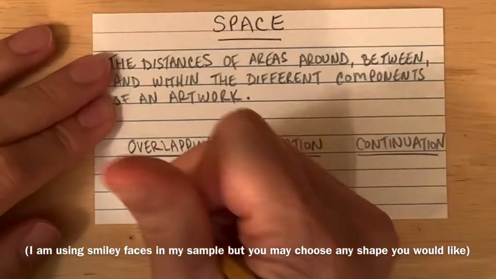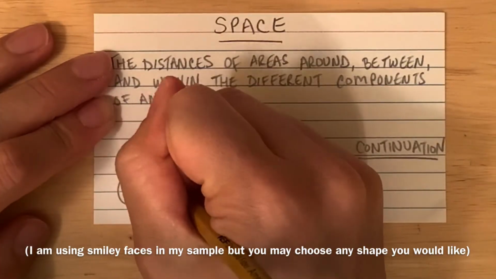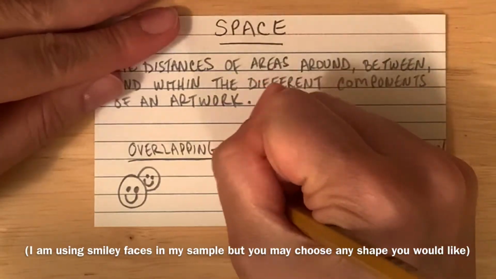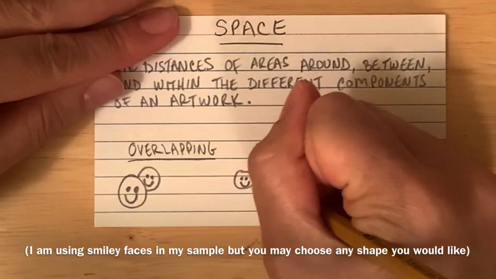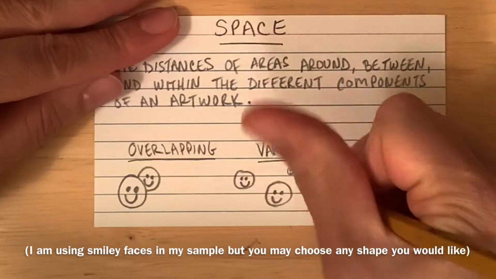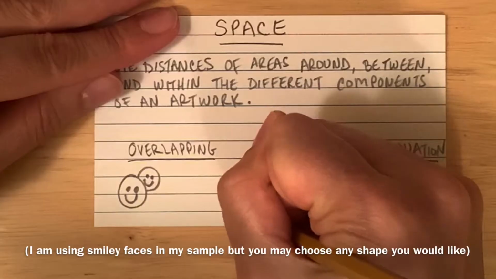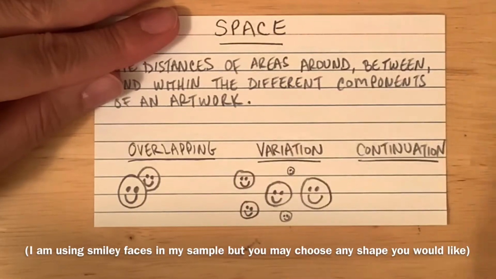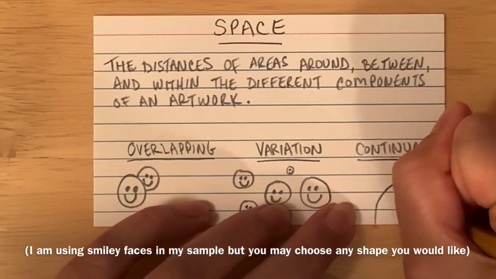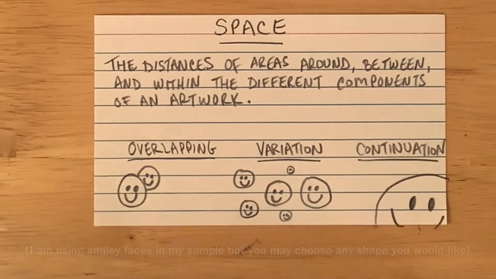Overlapping is when one shape or object appears to be on top of the other. Variation is when you use small, medium, and large sizes of different shapes and objects within your artwork. Continuation is when a shape or image appears to be falling off the side of the paper.